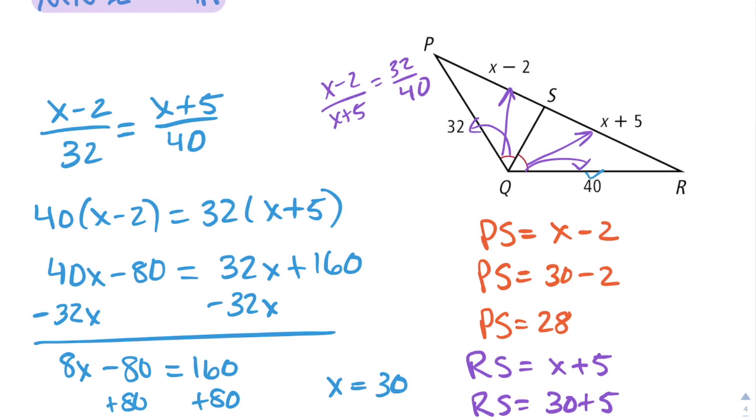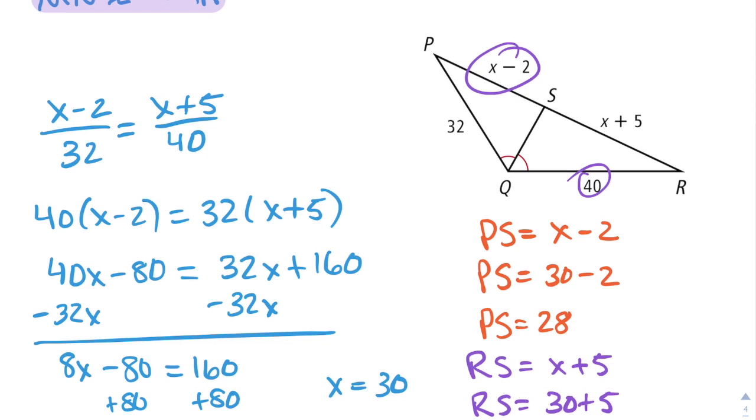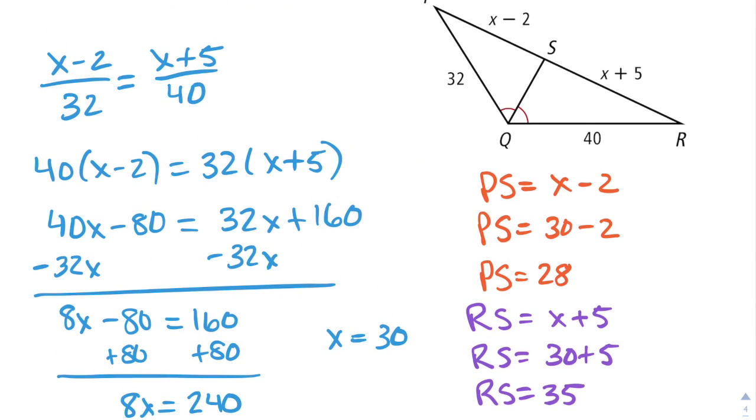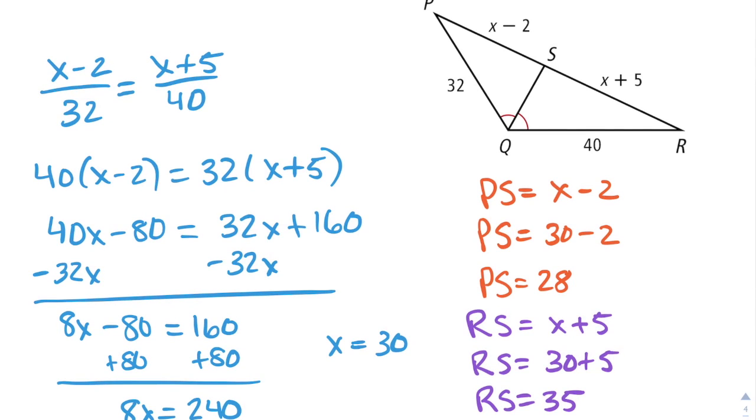Find your cross products. You're still going to get 40 times x minus 2 and 32 times x plus 5. Again, it doesn't matter how you set it up as long as you don't compare x minus 2 to 40, you can't do that. That won't work out. Solving, we get x is 30, substitute 30 in. We get PS is going to be 28 and RS is going to be 35. 28 and 35. Good.